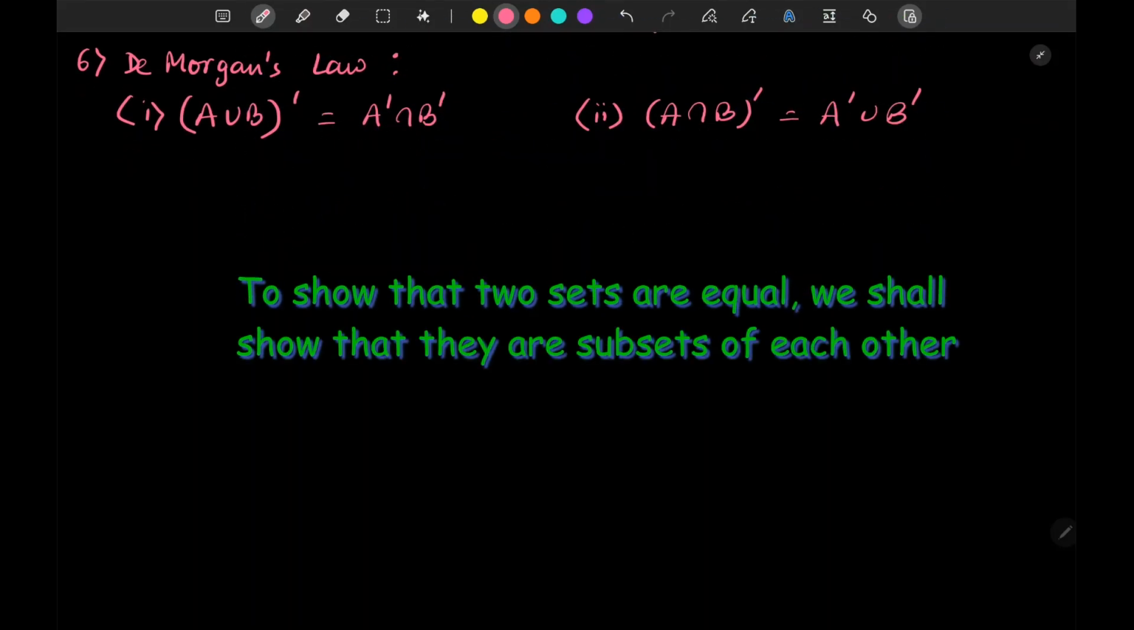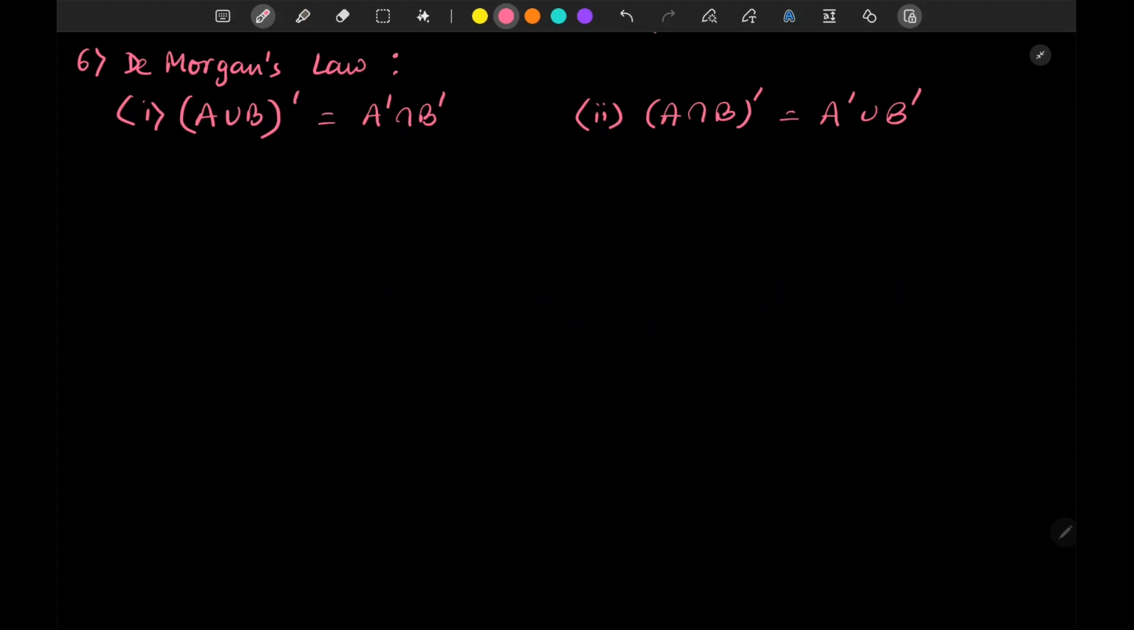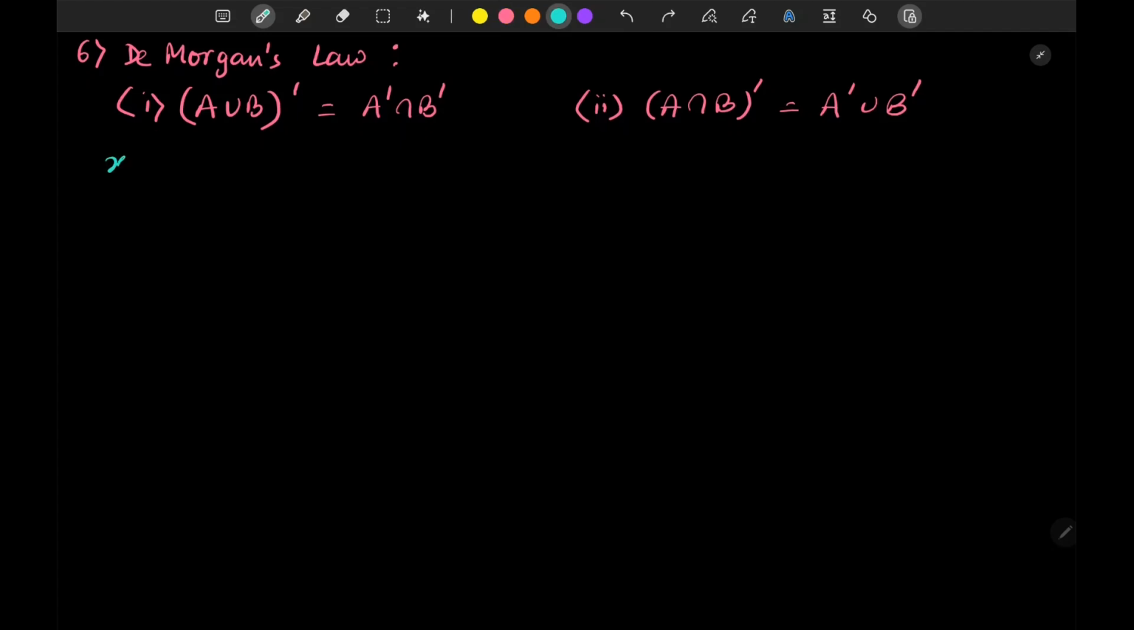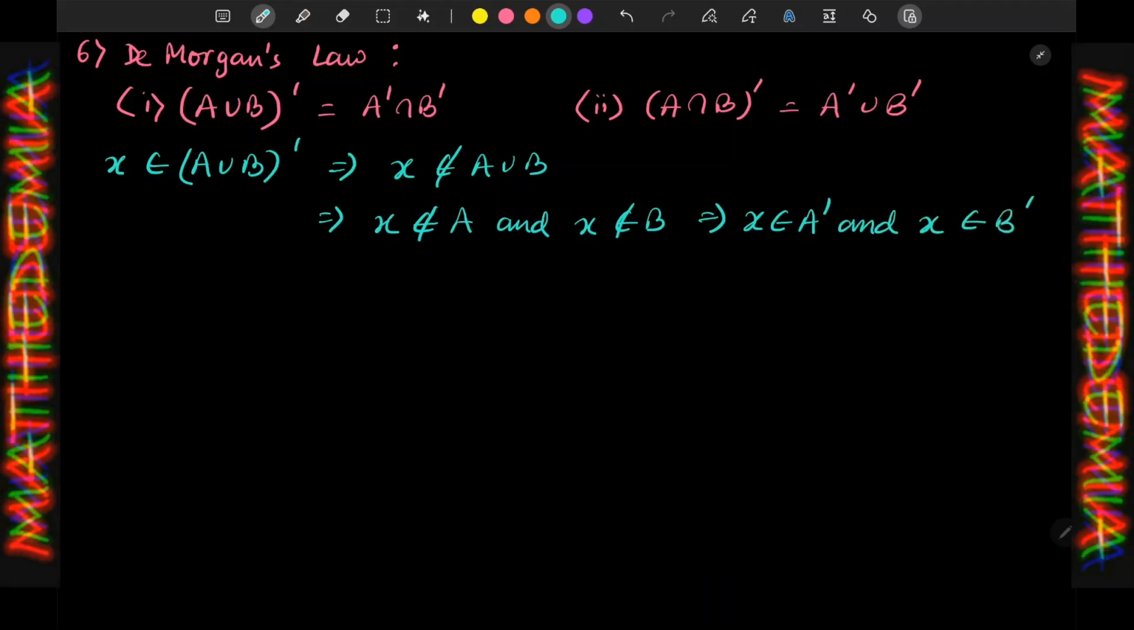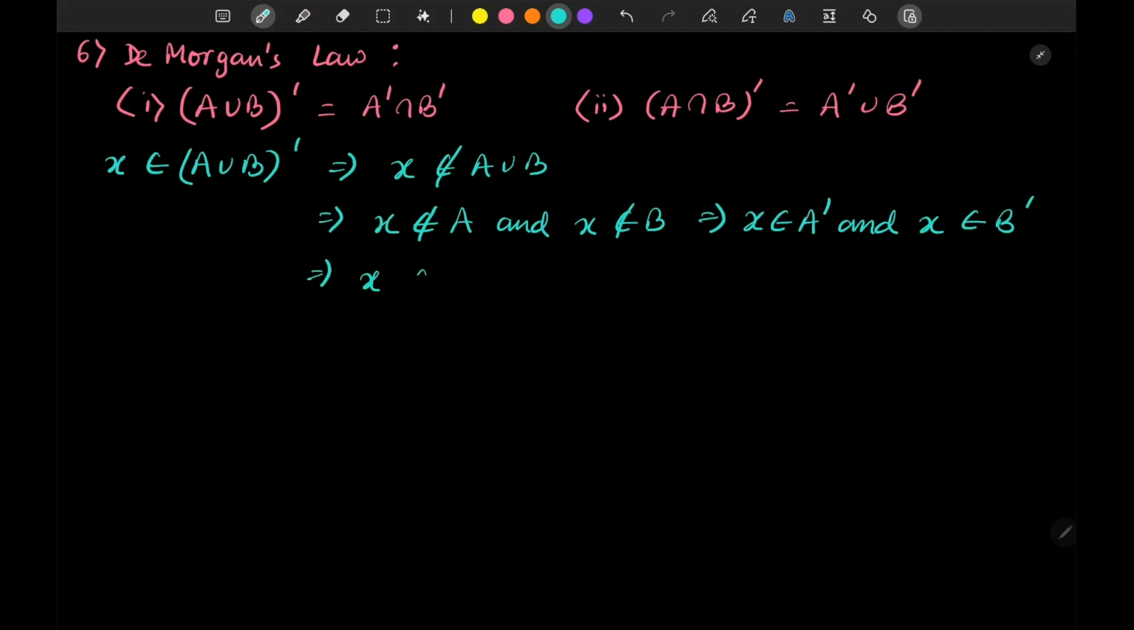So what we will do here is, first we have to prove that the set on the LHS is a subset of the RHS. To do that, let us take an element X which belongs to (A union B) whole complement. If X belongs to (A union B) complement, that implies that X is not a member of A union B. This means that X does not belong in A and X does not belong in B. However, if X is not a member of A, then X must belong in A complement, and if X is not a member of B, then X must belong in B complement. This means that X must be a member of A complement intersection B complement.